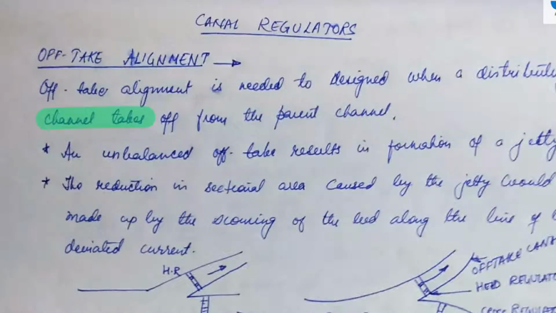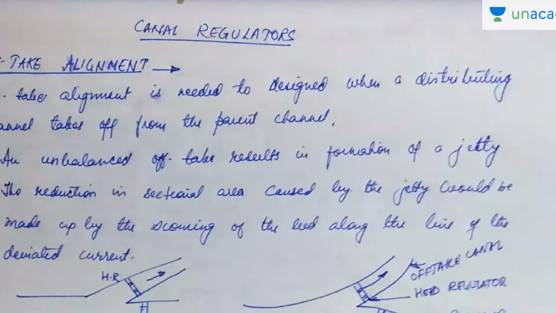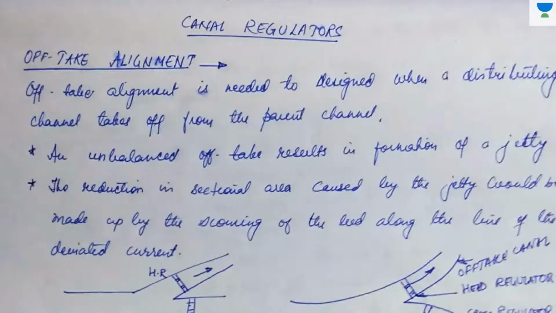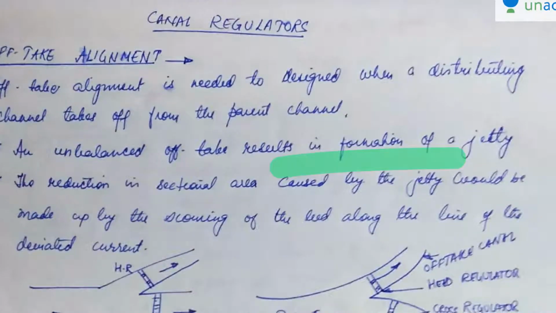an offtake alignment needs to be designed when a distributing channel takes off from the parent channel, and you should be very careful while designing your offtake distribution, because an unbalanced offtake results in formation of a zT. The reduction in sectional area caused by the zT could be made up by the scouring of the bed along the line of the deviated current.